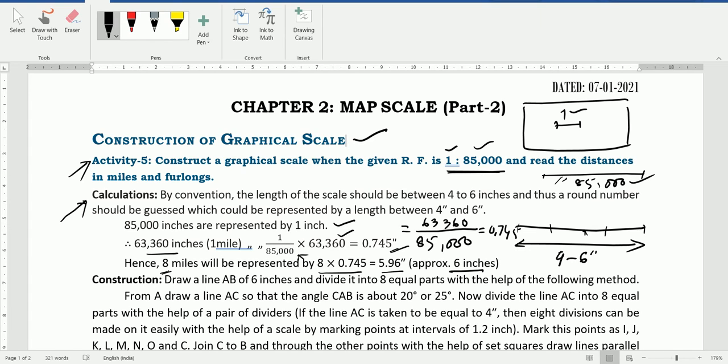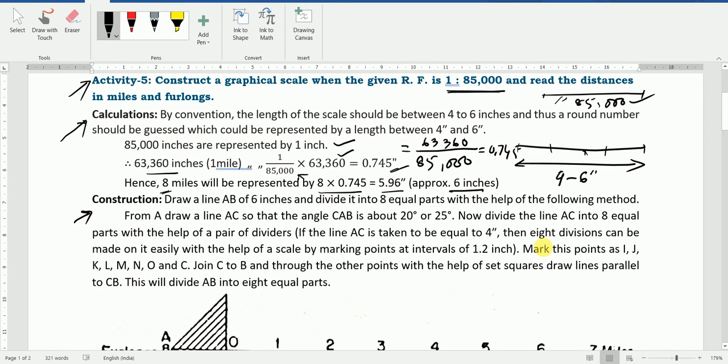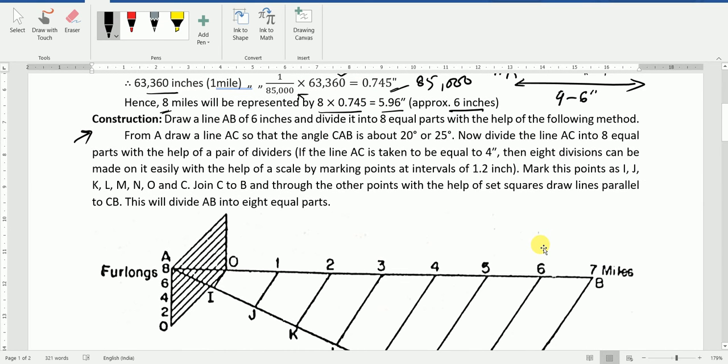So here we have the construction procedure. What to do? First, we have to draw a line AB of 6 inches and divide it into 8 equal parts, as you see here. First we have to draw a line AB of 6 inches, and we have to divide this line AB into 8 equal parts with the help of the following methods. So from A, let us read first.